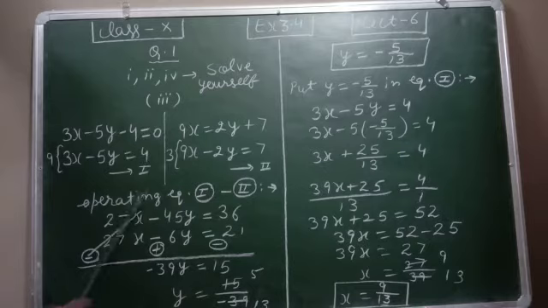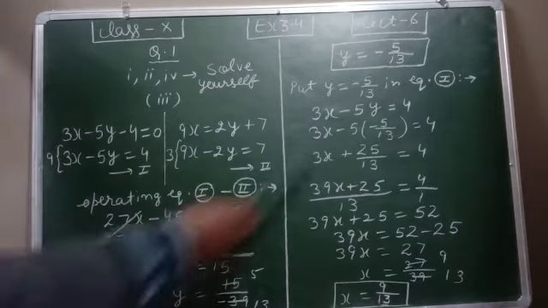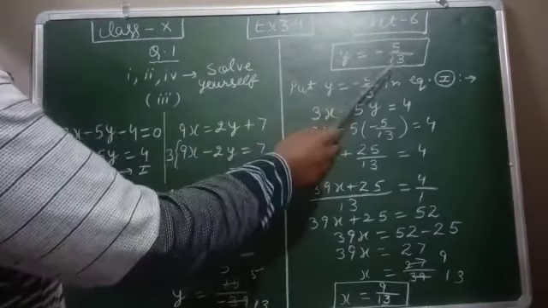Change the sign, and the first value will always cancel. So minus 45 plus 6, this is minus 39y. 36 minus 21, this is plus 15. This minus 39 will divide on this side and you will get the value of y as minus 5 upon 13.